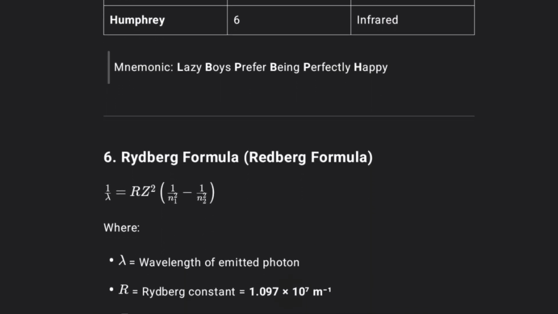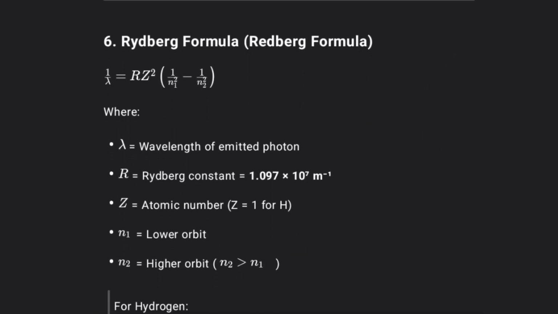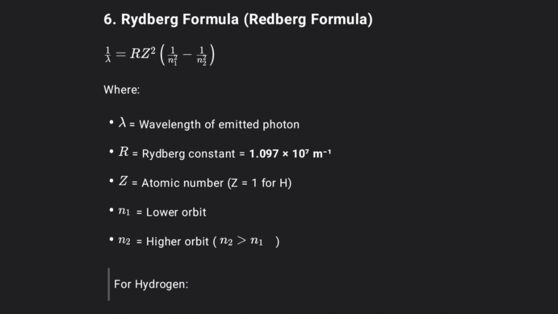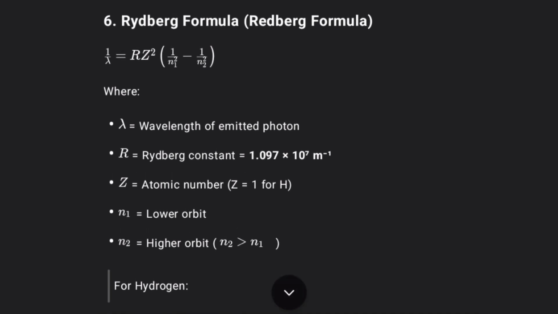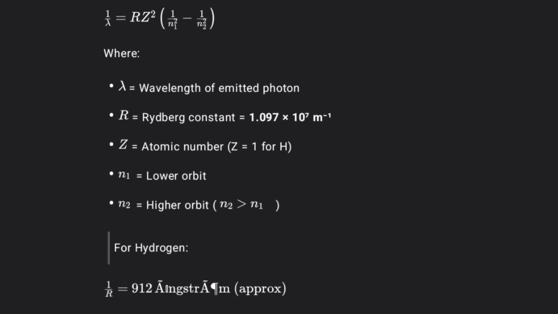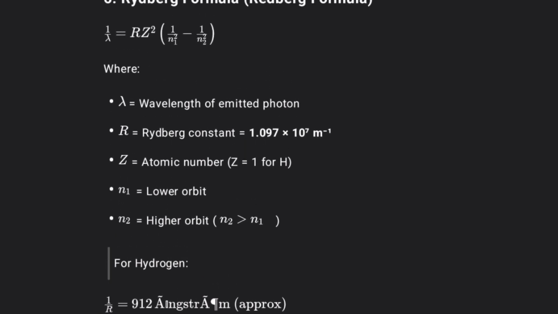6. Rydberg formula: 1/λ = RZ² (1/n1² − 1/n2²), where λ equals the wavelength of the emitted photon, R equals the Rydberg constant, 1.097 times 10^7 per meter, Z equals atomic number, Z equals 1 for H, n1 equals lower orbit, n2 equals higher orbit, n2 greater than n1. For the limiting case, λ equals 912 angstrom approximately.